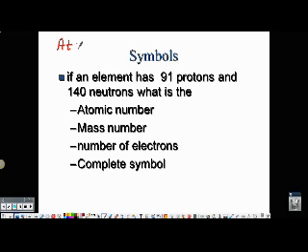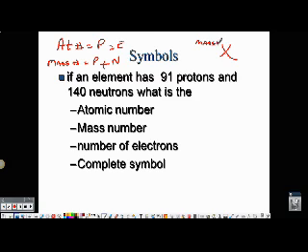Atomic number equals protons equals electrons, and the mass number equals protons plus neutrons, and the symbol has the mass number up here and the atomic number here. So in this case, I have 91 protons.